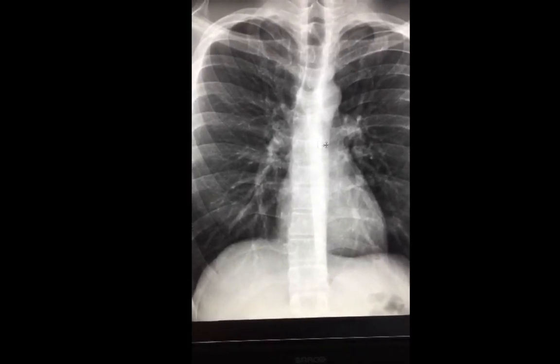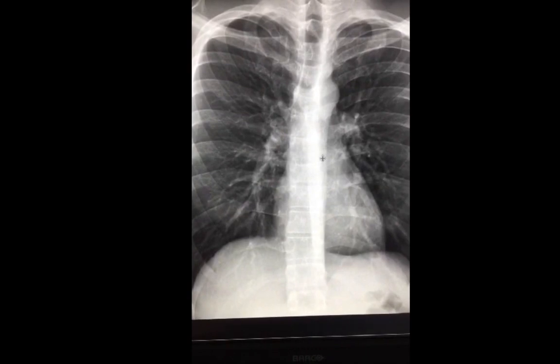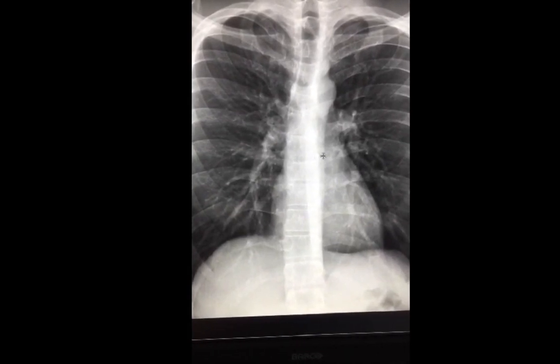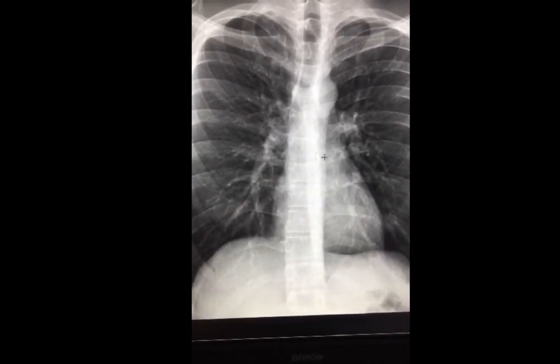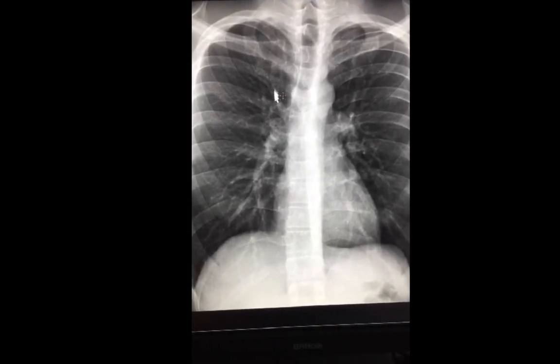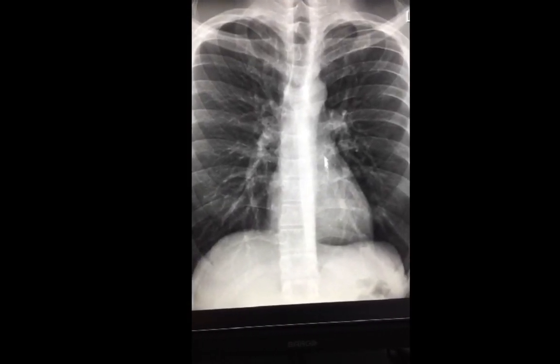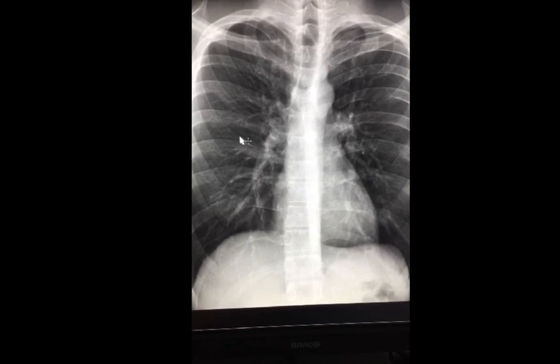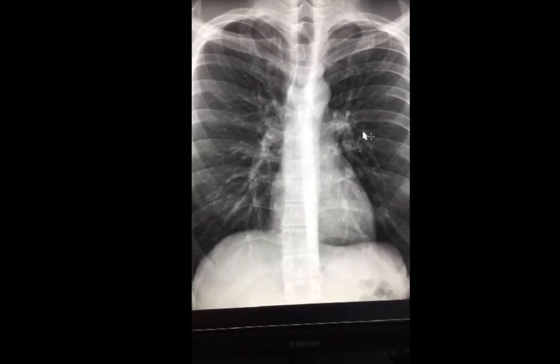For you not to miss collapse, make sure that the mediastinum, heart, hemidiaphragm, hilum are in their normal positions. Assess the size of the right lung and hemithorax compared to the left, and make sure that there is no asymmetry in the intercostal spaces.